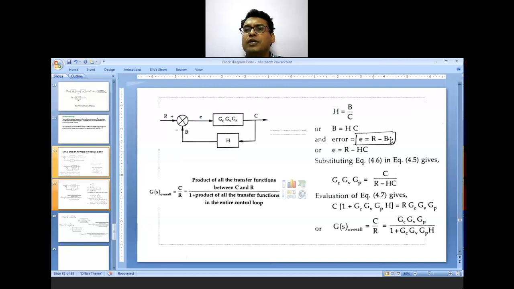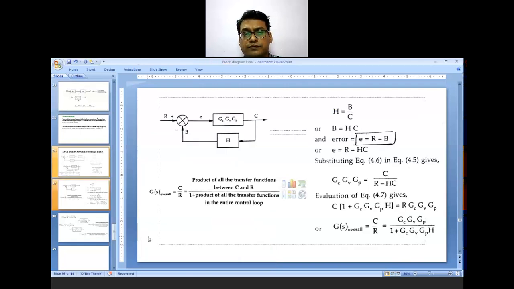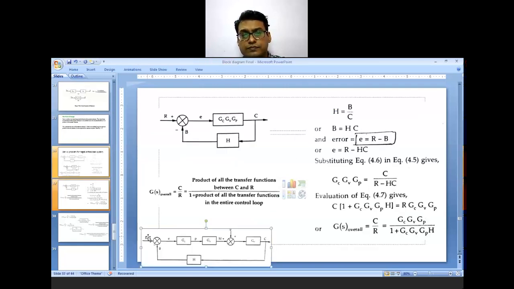So this GC, GV and GP, in the previous case, was C upon E. So substituting the value of E from this calculated value, you will get C upon R minus HC. And then after further simplification, GS overall, which is nothing but C upon R, is equal to GC, GV, GP upon 1 plus GC, GV, GP and H.